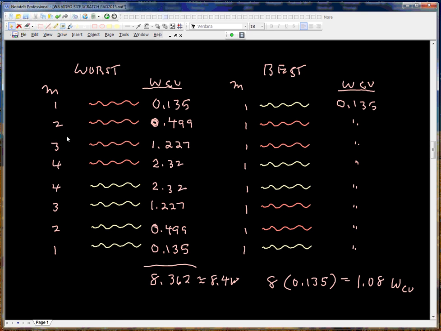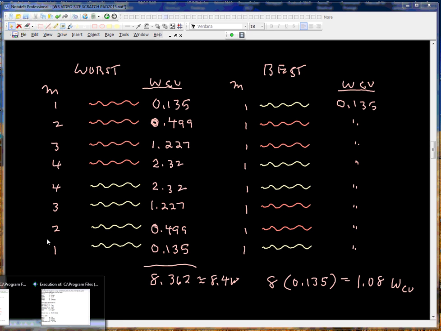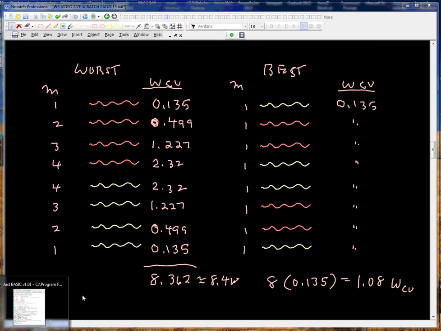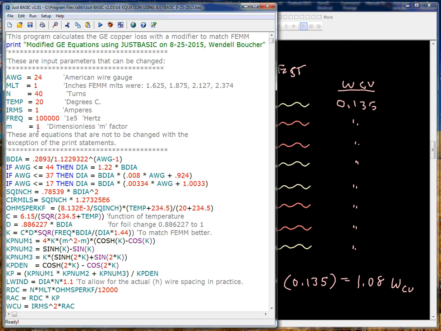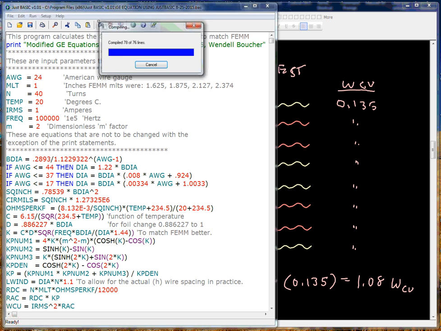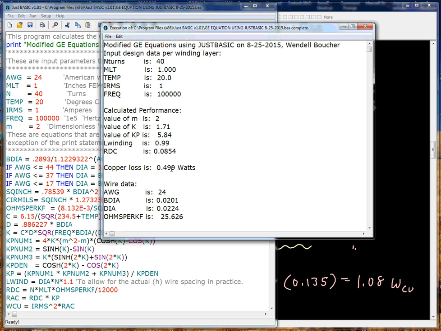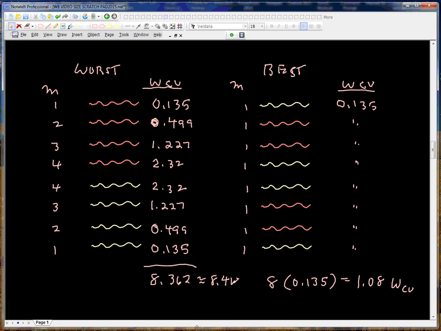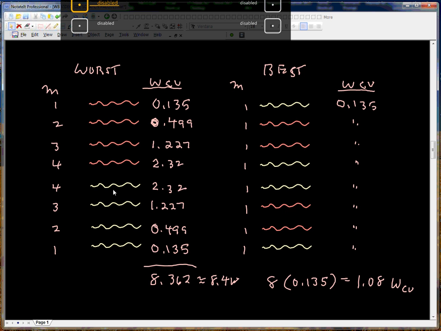Now let's look at this one. Let's say M is 2. Simply change M to 2. Run it again. See, we have 0.499 watts. Remember that? 0.499 watts. This one's also 0.499 watts. And as we go up, it goes 0.499, 1.227. Finally, an M factor of 4 is 2.32 watts for that winding.